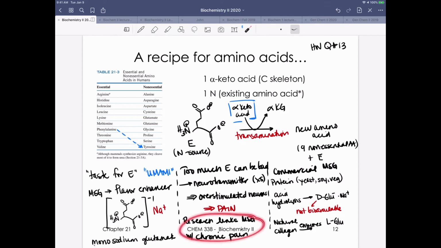And there's actually a good bit of research that links MSG with chronic pain. So the last little story to talk about here is how you actually might get MSG.